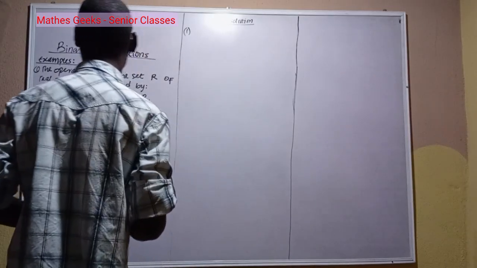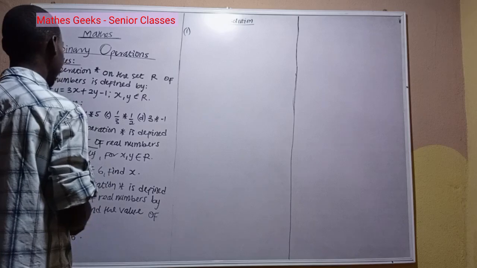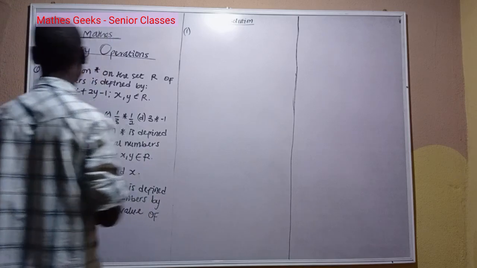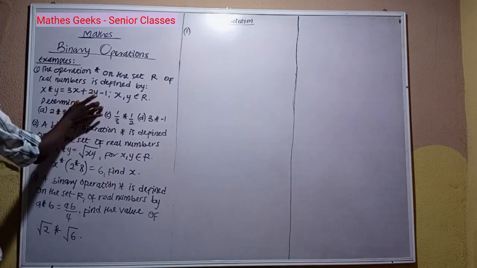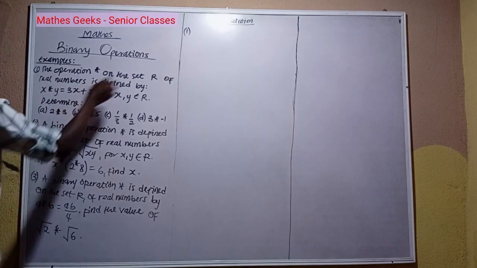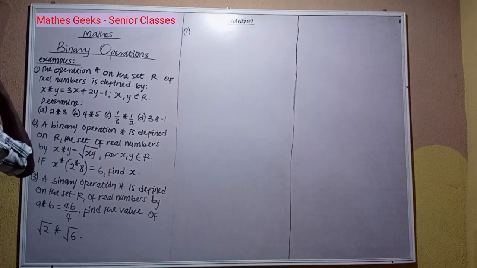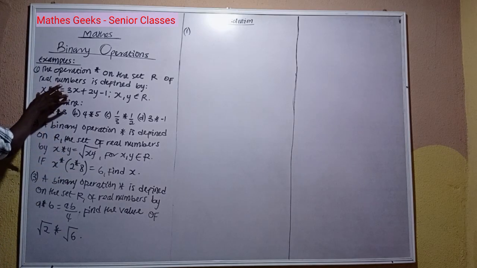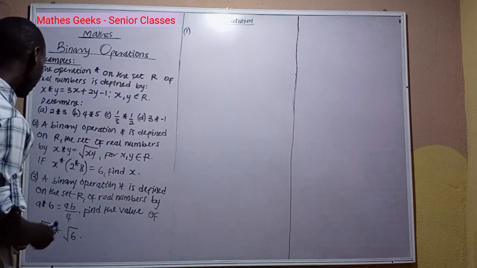So the binary operation, or the operation star on the set R of real numbers, is defined by x star y equal to 3x plus 2y minus 1. So in this case, this is the rule of combination between these two elements of the set R. So x, y can be any number, that's what it implies. We need these two to represent any number that can be taken from the set R.